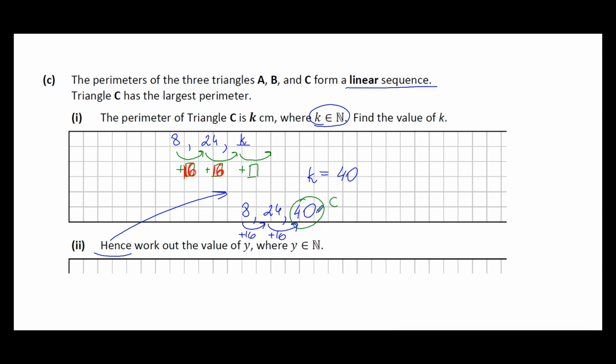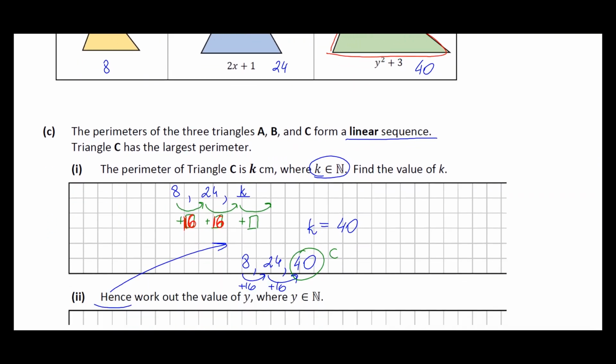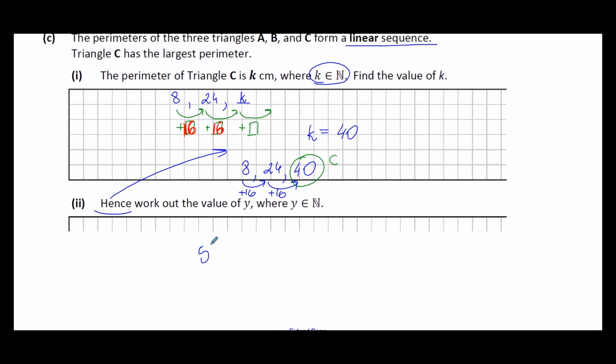So how is knowing that the perimeter of C is 40 going to help us to find y? How do we calculate the perimeter of a shape? We add up all the lengths. So this length and this length and this length. In this case, when I add up all the lengths, I'm going to get 40. Okay, so let's write it down. That will be 5 and y to the power of 2 and y to the power of 2 plus 3. So all of that added gives me what? 40. Okay, so now I can solve that.